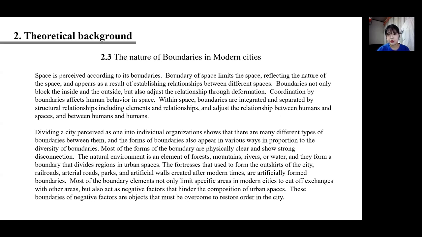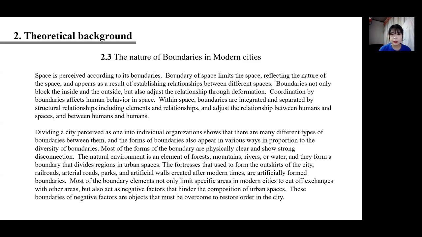Boundary of space limits the space, reflecting the nature of the space, and appears as a result of establishing relationships between different spaces. Boundaries not only block the inside and the outside, but also adjust the relationship through deformation. Coordination by boundaries affects human behavior in space.